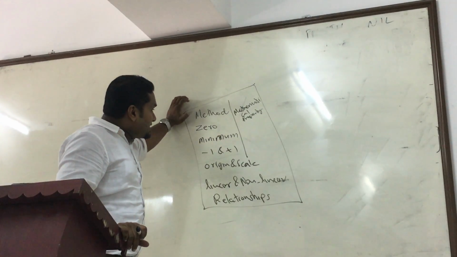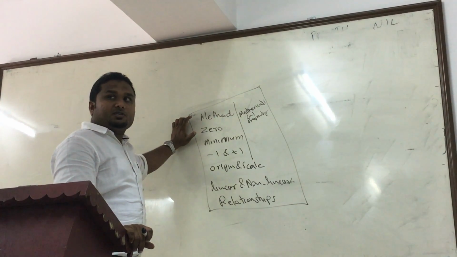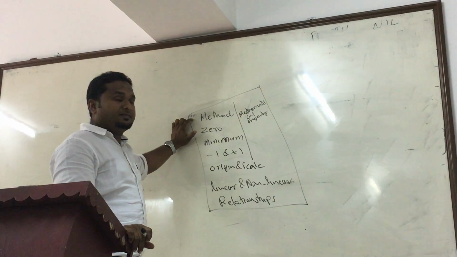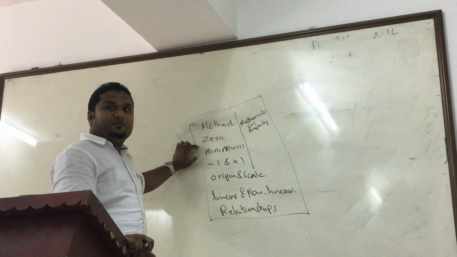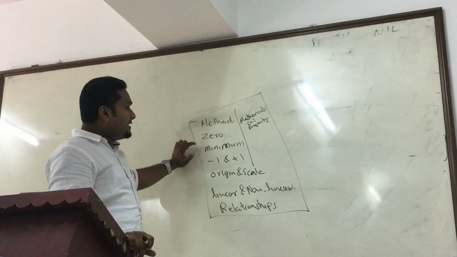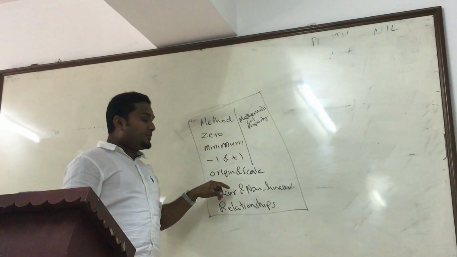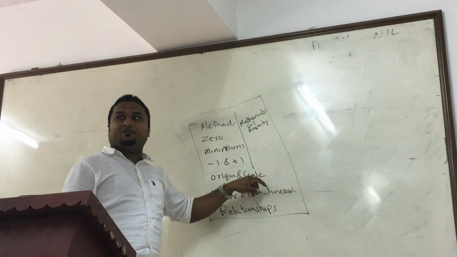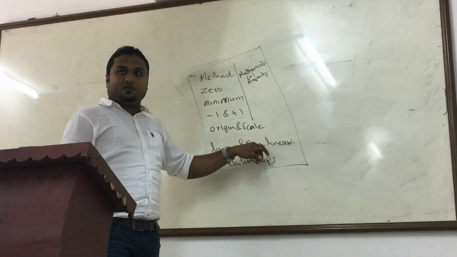One of the keywords is method, the other keyword is zero. There are 3 multiple choices coming from the word method, 6 multiple choices from the word zero. From the word minimum, 5 multiple choices are coming. From the words -1 and +1, around 6 multiple choice questions are coming. From the original scale, there are 4 different types of multiple choices. From the words linear and non-linear, 4 multiple choices.